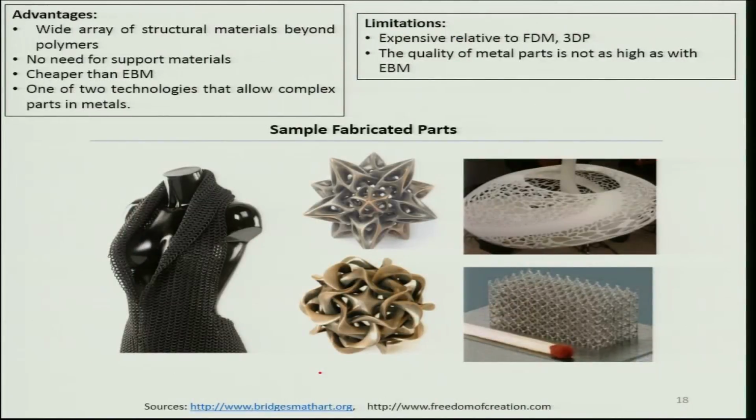There are some parts here manufactured by the simple SLS process. Obviously it is expensive relative to fused deposition modeling or even the 3D printing done earlier, like stereolithography. There is also another limitation: the quality of the metal parts that you produce is not as high as e-beam machining would produce, and you may not meet the strength requirements needed by some dynamic machinery to produce such metal parts.